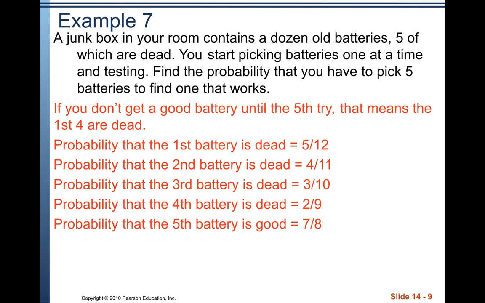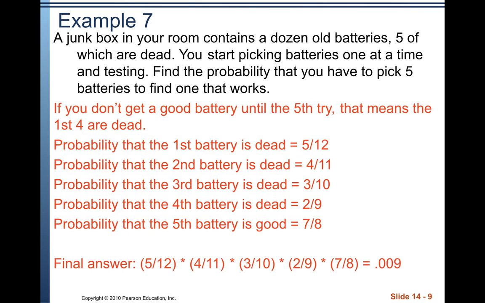And to find the answer, I literally go into Desmos and I multiply all those fractions: 5 out of 12, 4 out of 11, 3 out of 10, 2 out of 9, 7 out of 8. And I get an answer of 0.009. So you can see it's a very low percentage. It's less than 1%. What that means is chances are you're going to get a good battery before the 5th pick. Again, the key with this one is without replacement.